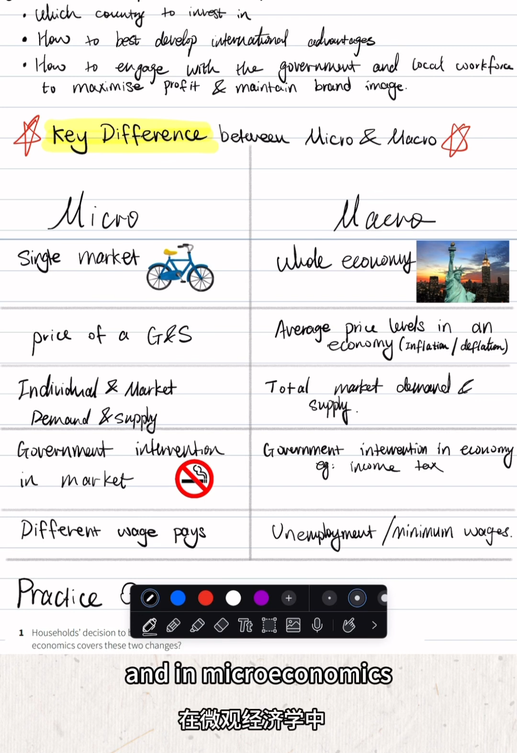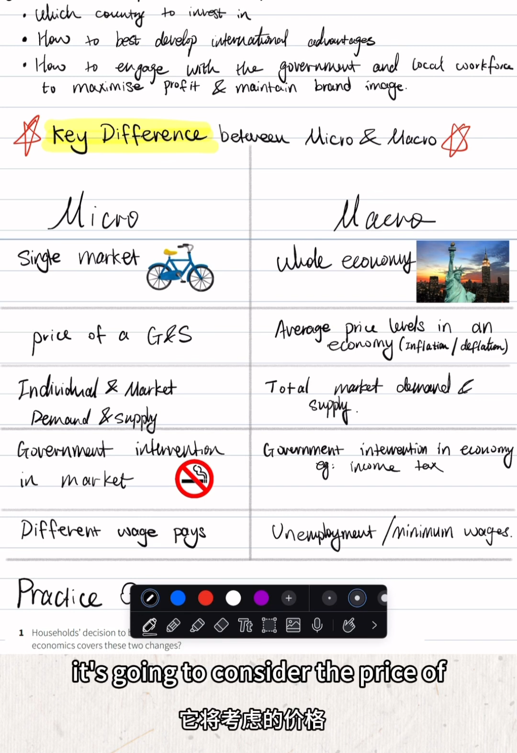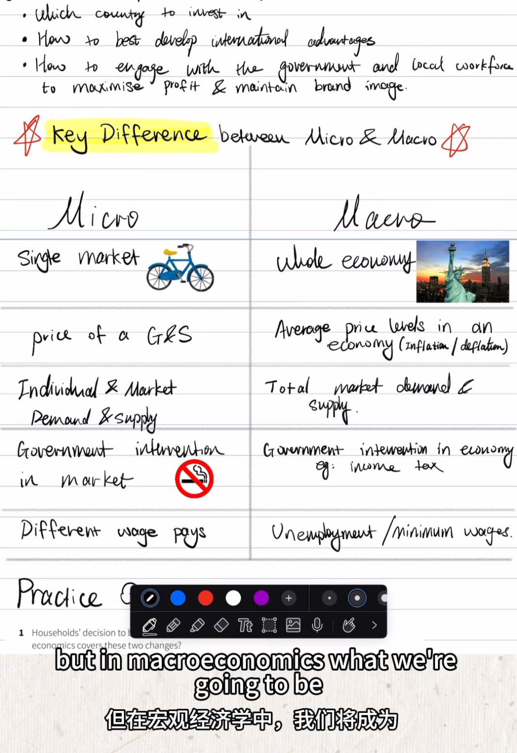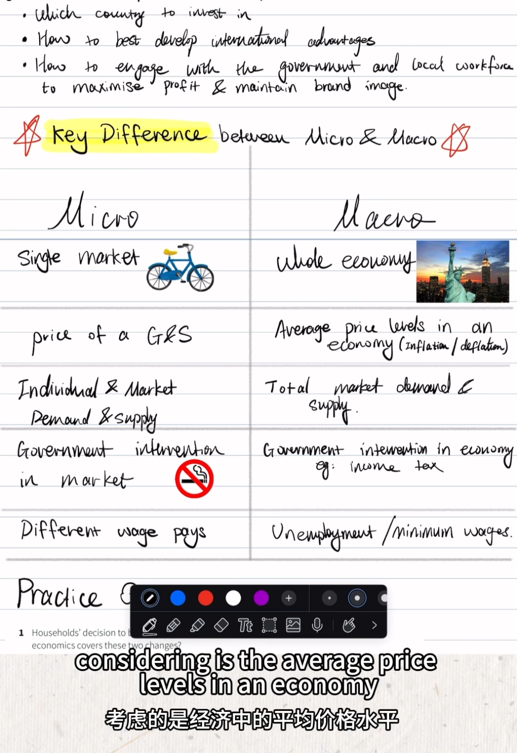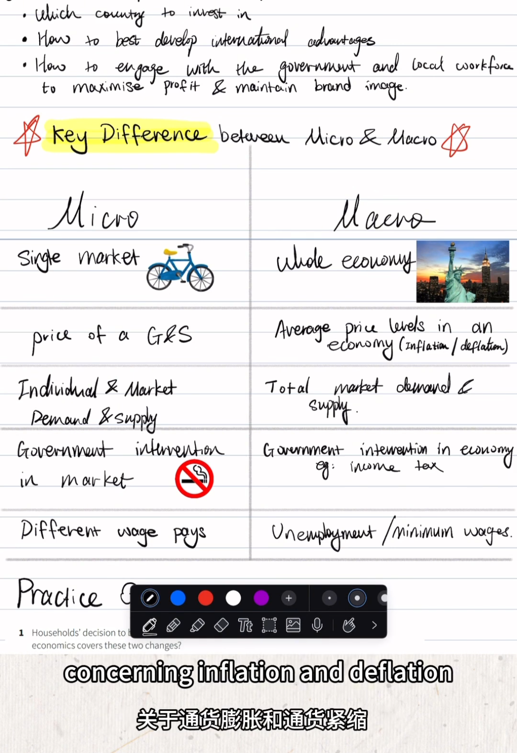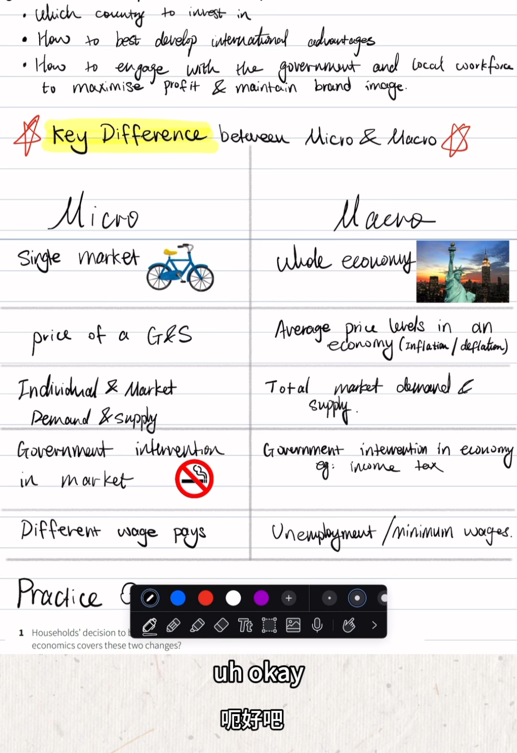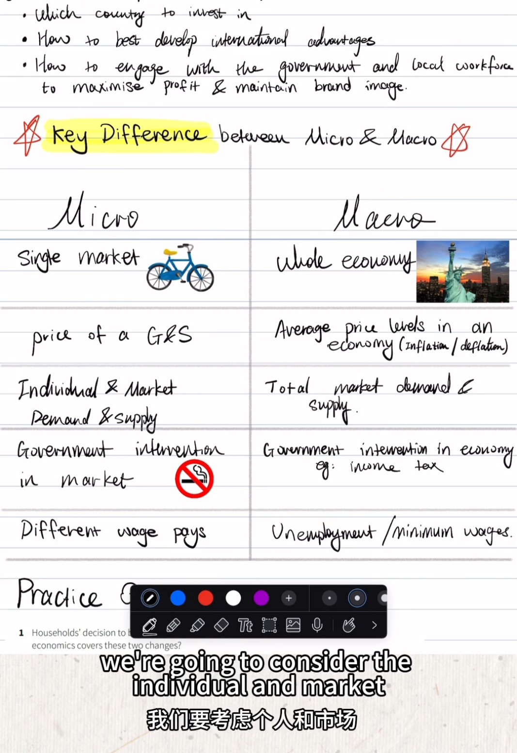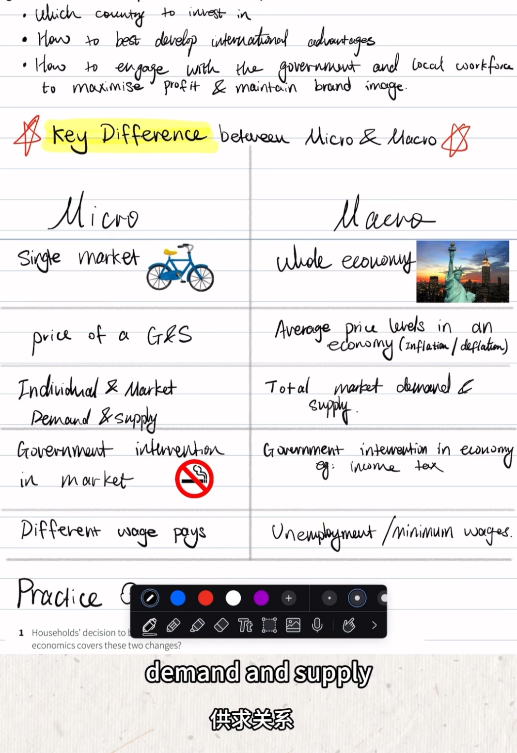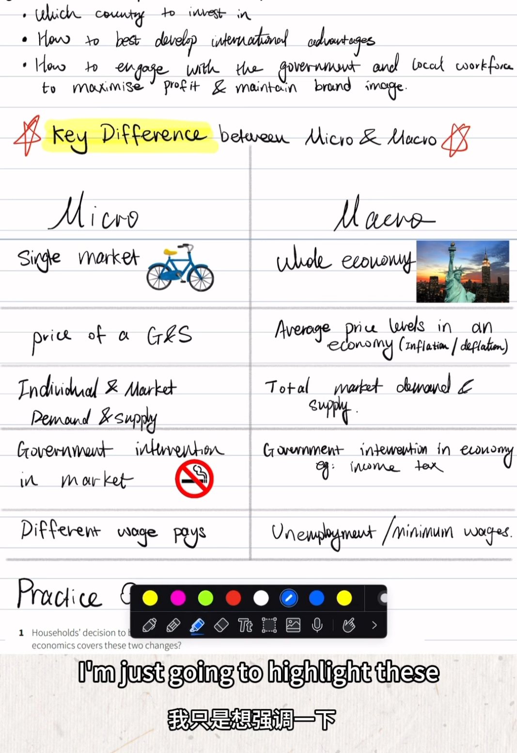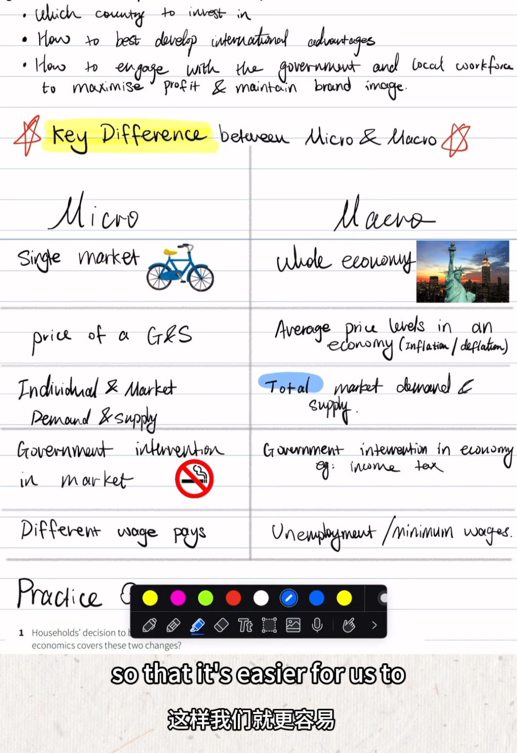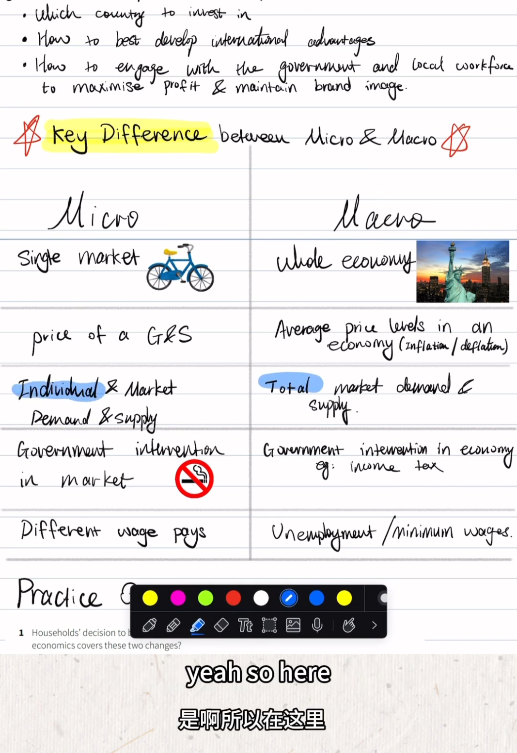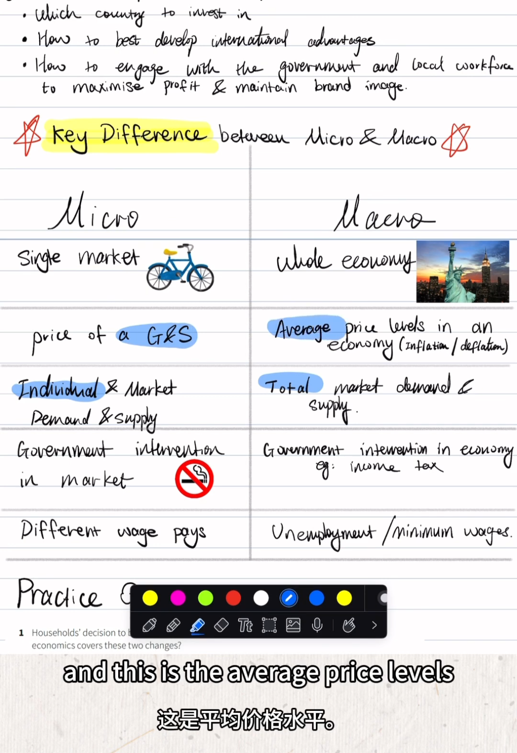And in microeconomics, it's going to consider the price of a good and service. But in macroeconomics, what we're going to be considering is the average price levels in an economy, considering inflation and deflation. Okay. Now, in microeconomics, we're going to consider the individual and market demand and supply, but in macro, we're going to be considering the total demand and supply. I'm just going to highlight these so that it's easier for us. So here, single product again, and this is the average price levels.